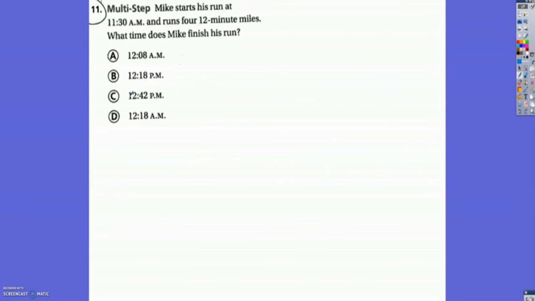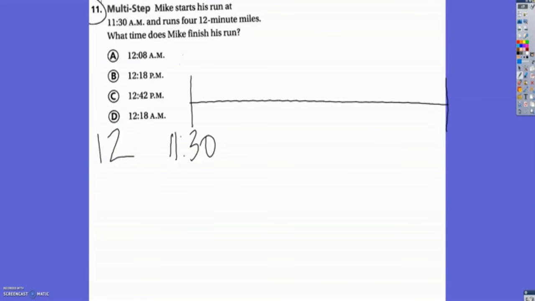And our last one. Mike starts his run at 11:30 and runs 4 12-minute miles. What time does he finish his run? So a couple ways we can do this. We could start at 11:30 and jump 4 12-minute segments, or we could say, okay, he runs a 12-minute mile, so each mile is a group of 12 minutes. There's 4 of them. That's a total of a 48-minute run.